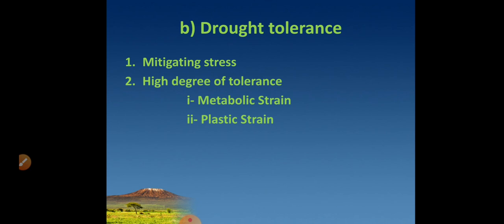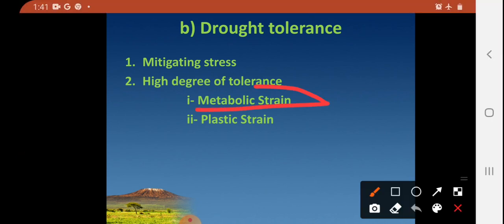Next, drought tolerance, here we can mention that is high degree of tolerance. So high degree of tolerance is divided into two parts, metabolic strain and plastic strain. Metabolic strain means the adverse effect of drought situation on metabolism of the crop plant, and this influence is known as metabolic strain. I will repeat again. Adverse influence or adverse effect of drought on metabolism of the crop plant is known as metabolic strain.